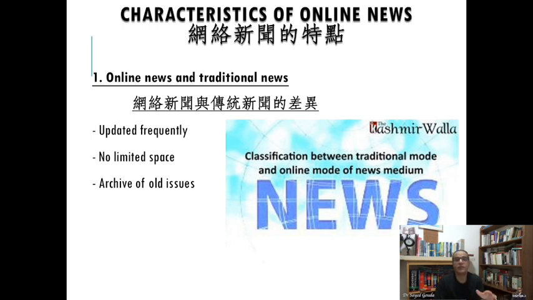There is no limited space on the online news, while the traditional news, the newspaper, is always limited by the space given on the page, but online you are free, you are not limited by the space. However, you still need to keep your news report short, because you know that your reader might not have time to read a long report. Also, you can have an archive of past issues on your news homepage, something the traditional news doesn't have.